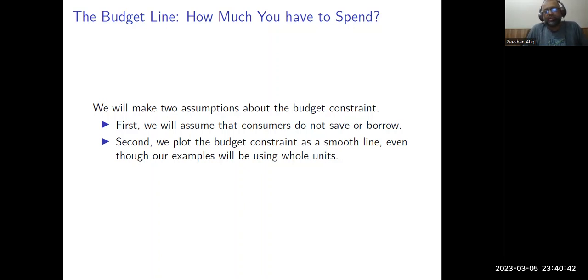The second assumption that we make is that we plot the budget constraint as a smooth line. Even though our examples will be using whole units, which could give a step-like shape, generally we assume it to be a continuous curve, which is a smooth line. So these are the two assumptions that we make about the budget line.